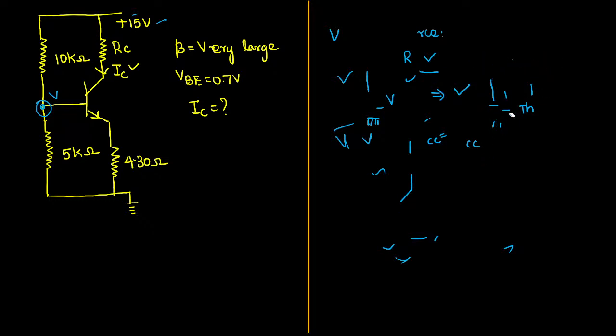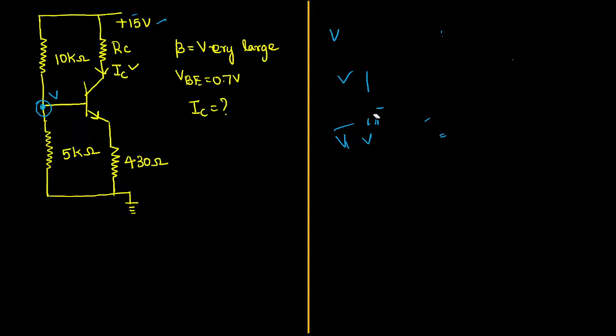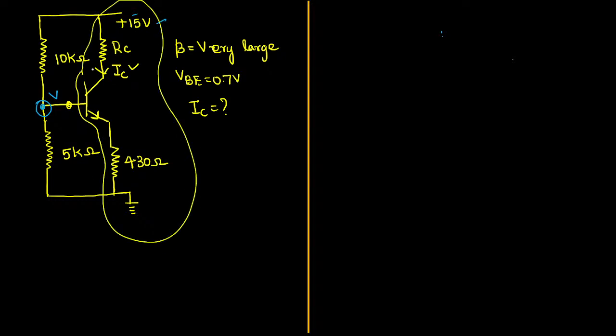Just keep your attention across the base terminal. If at the base terminal I need VTH, the Thevenin voltage, what will you do? What is the procedure to identify the value of Thevenin voltage? First, when we calculate the Thevenin voltage, the first thing is I told you that we are going to draw the equivalent circuit across the base only. This is the base. It means base is going to drive the transistor. Yes or no? Can you please let me know?